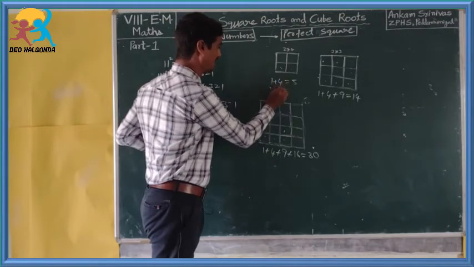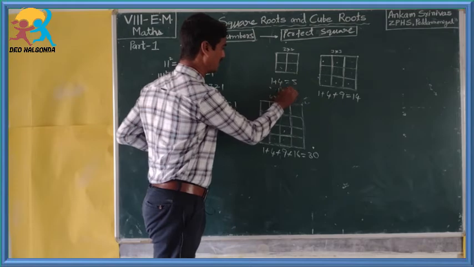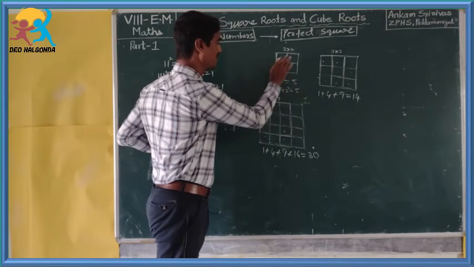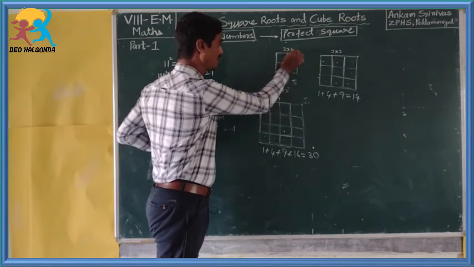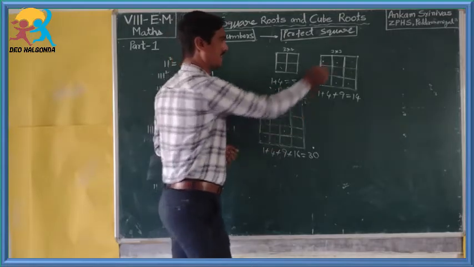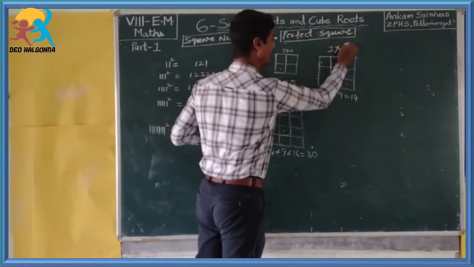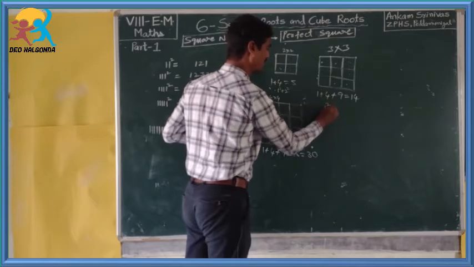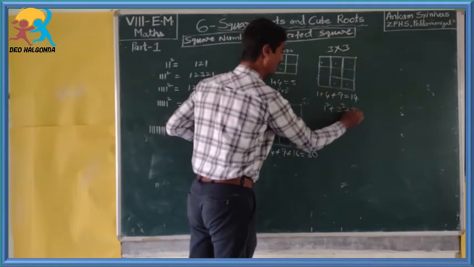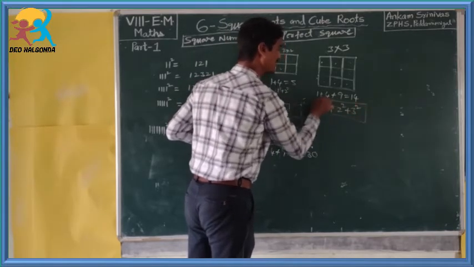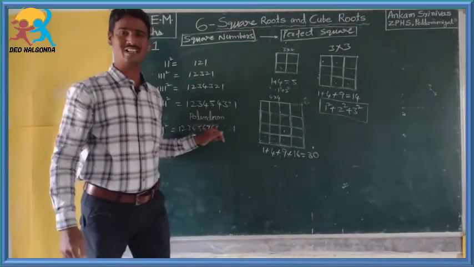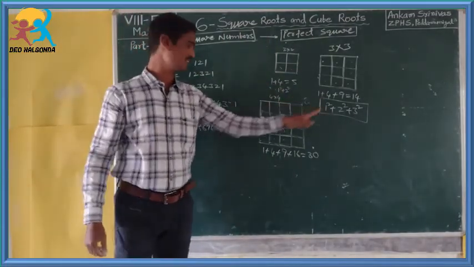It can be right here: 1 square plus 2 square equals 5. That means 2 by 2 means 1 square plus 2 square. Here is 3 by 3, the 3 by 3 network. So 1 square, 2 square and 3 square. The number of squares in the given figure is 1 square plus 2 square plus 3 square.